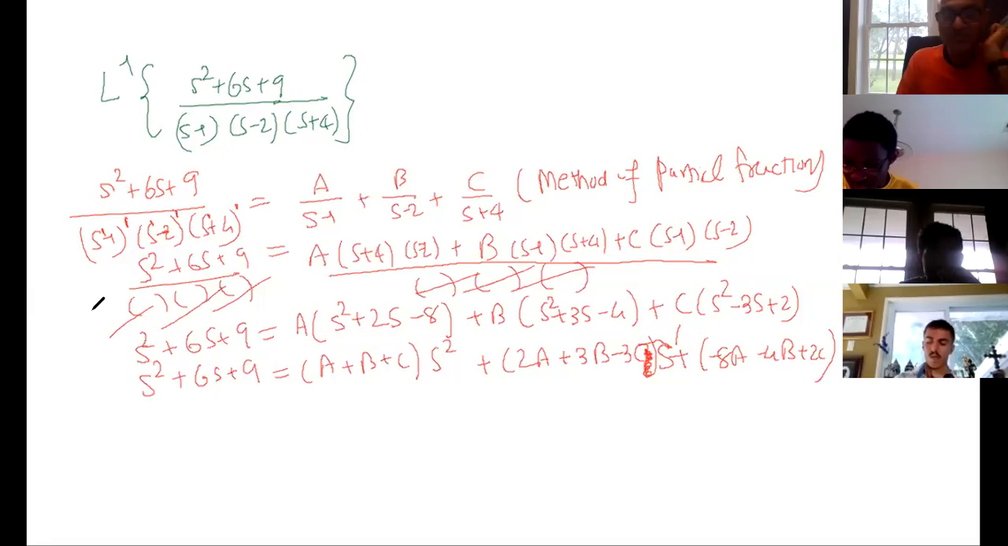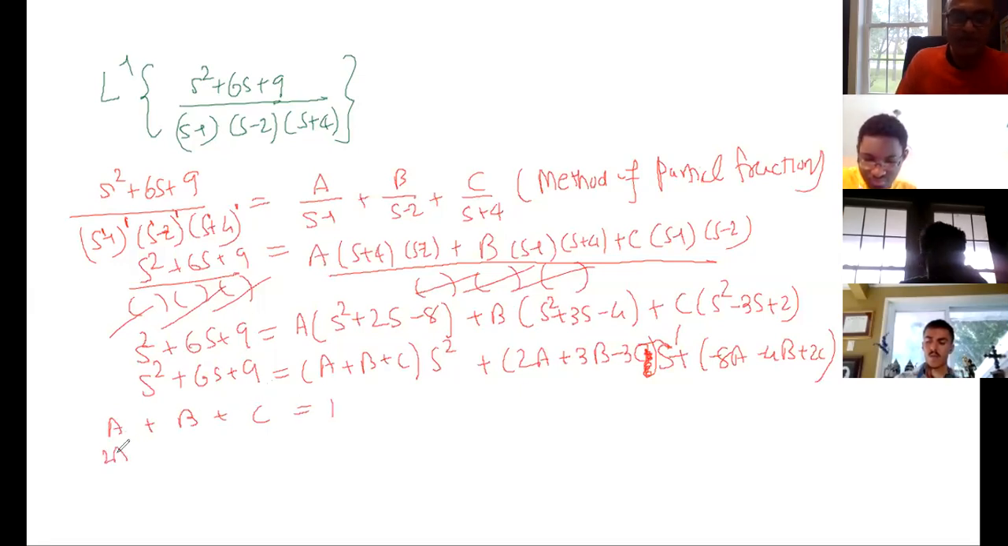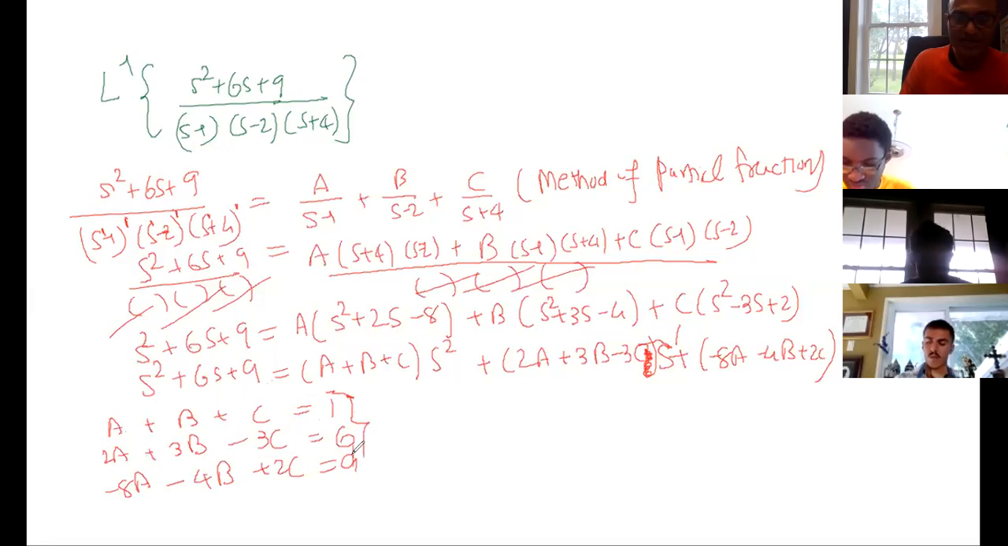If I want to write this in the form of the matrix, or if we compare the coefficients, I'm going to get a plus b plus c equal to 1. Then I'm going to get 2a plus 3b minus 3c equal to 6. And my final equation is negative of 8a minus 4b plus 2c equal to 9. These three equations are there, right?